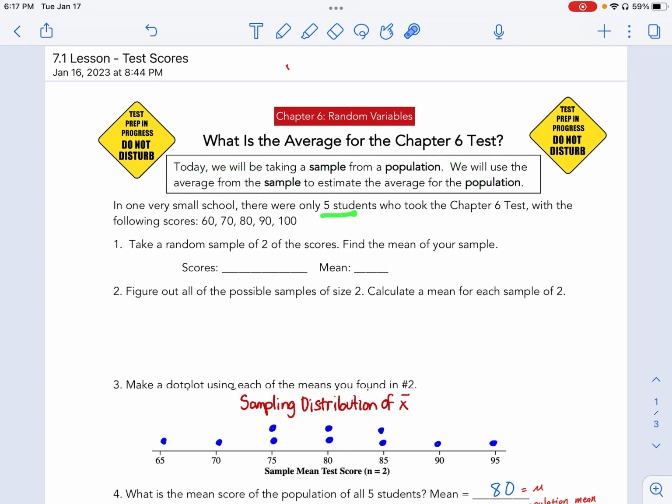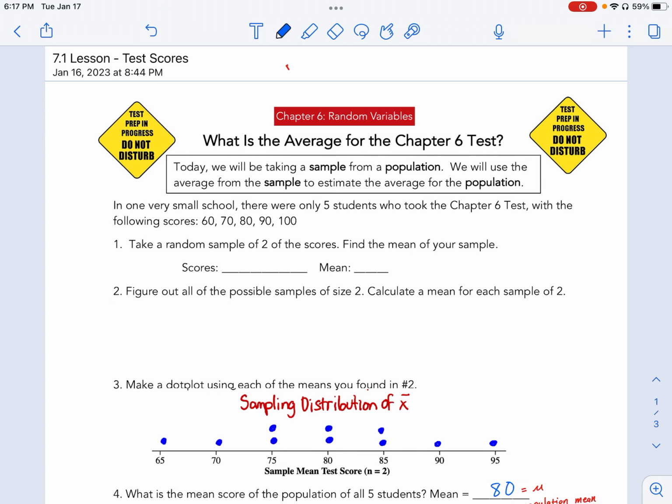So in one small school, there were only 5 students who took the Chapter 6 test. And one kid got a 60, one got a 70, 80, 90, and 100. Okay? What if you could only sample 2 of the scores? Go ahead and do that. Pause the video, pick 2 scores, and find the average, like 60 and 90, for example, and then add them up and divide by 2.